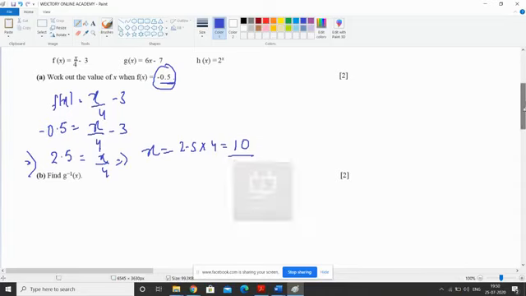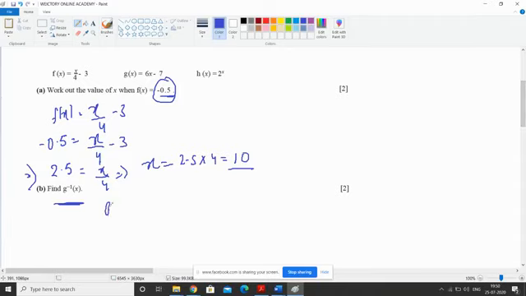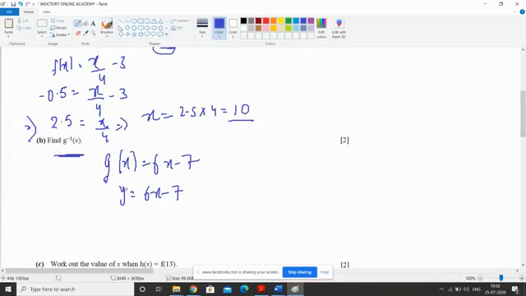Okay, I'm back. So g(x) is 6x minus 7. We need to find g inverse x. As I have already taught you, the first step is to replace g(x) with y. So y is equal to 6x minus 7. Then interchange y to x and x to y. So this will become x equals 6y minus 7.